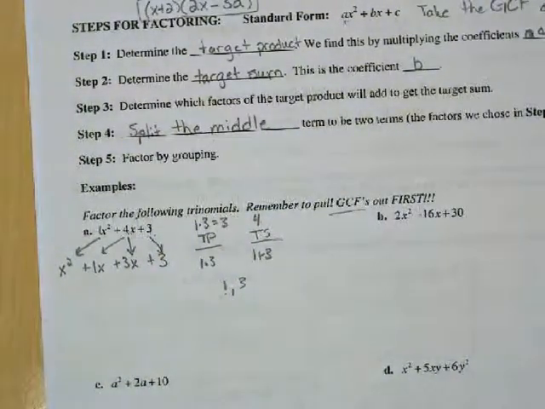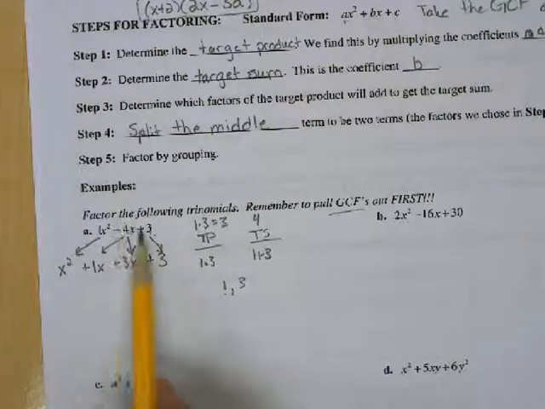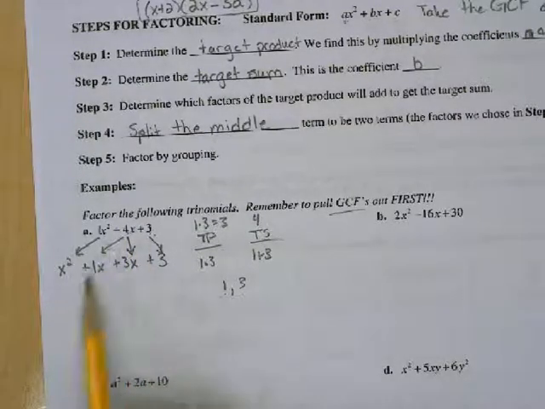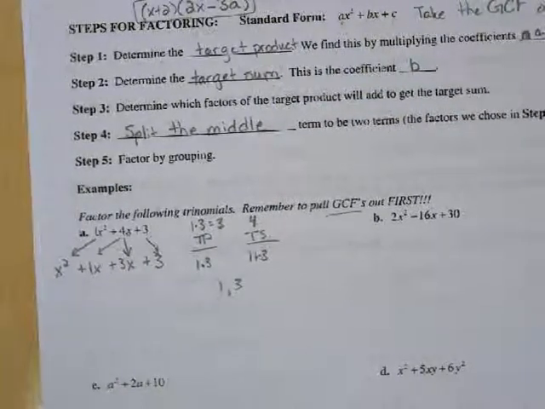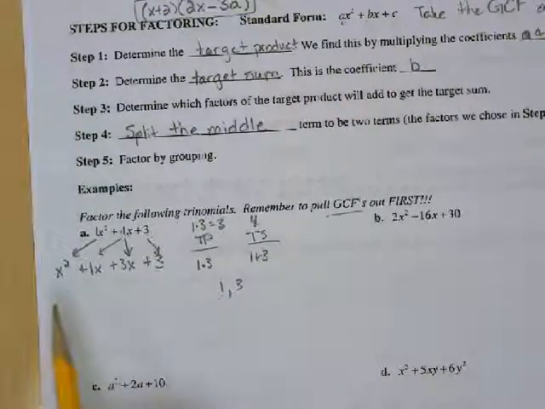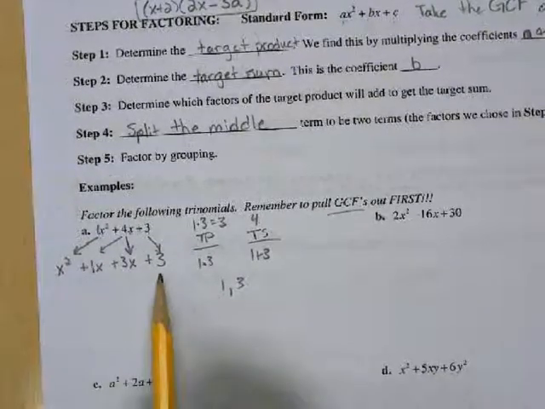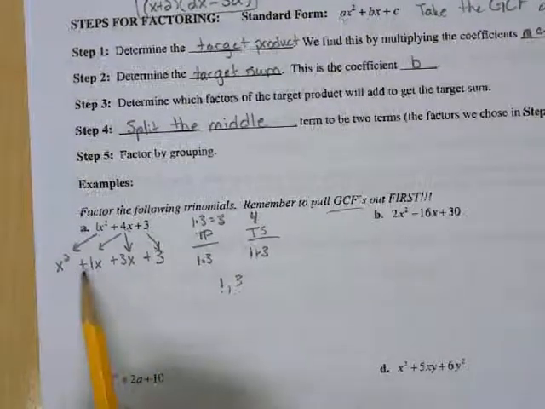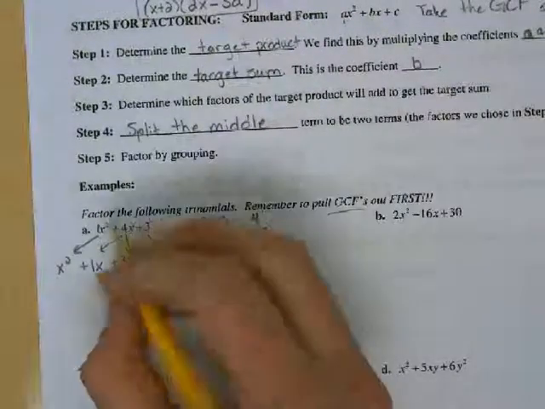If you look, those two middle terms should always add back to whatever my original middle term was. 1x and 3x does make 4x. If you get something different, then something happened. We made a mistake when we chose our numbers. You need to go back and try again. So from here, now I have a polynomial with 4 terms, and we did this in section 6.1, so this is factor by grouping. So at this point, group it up.